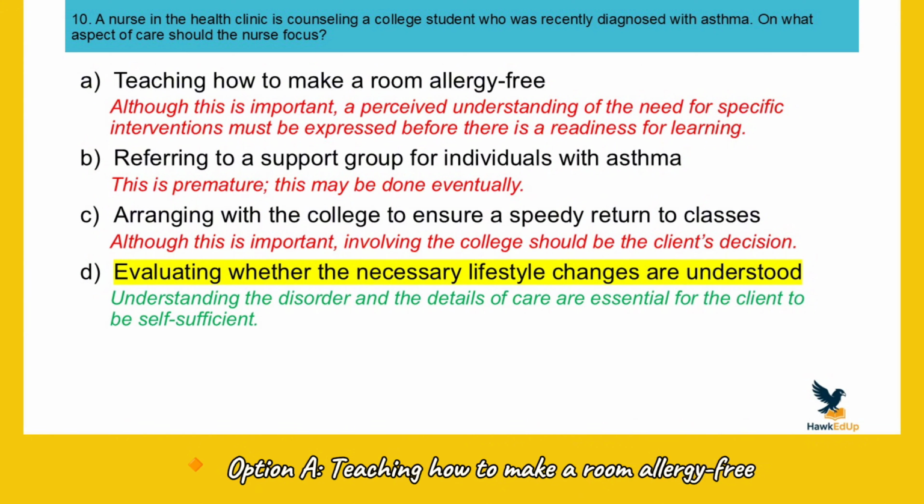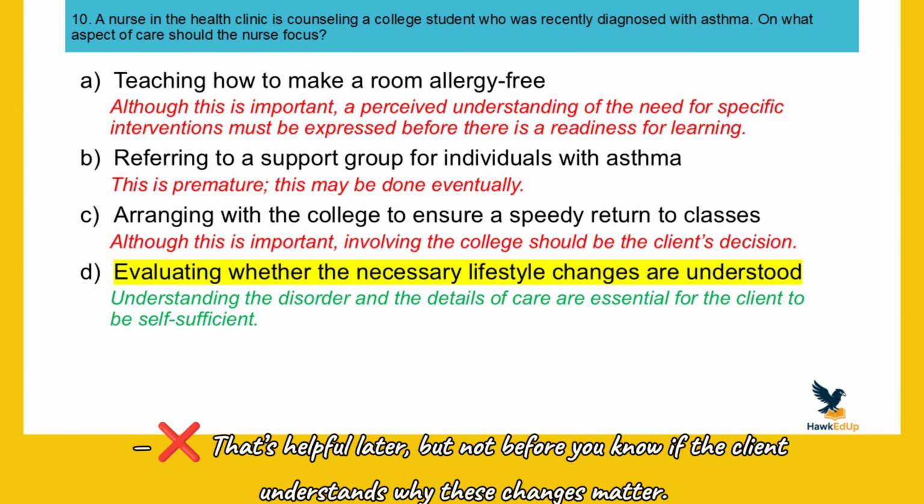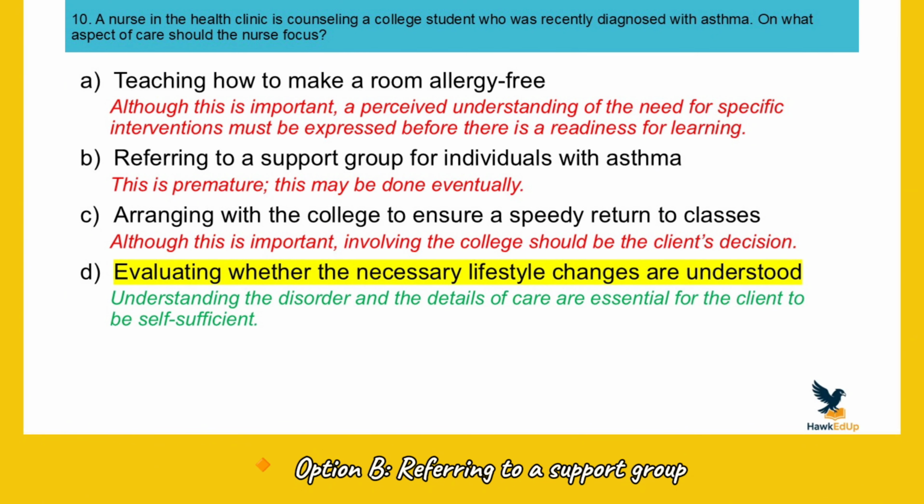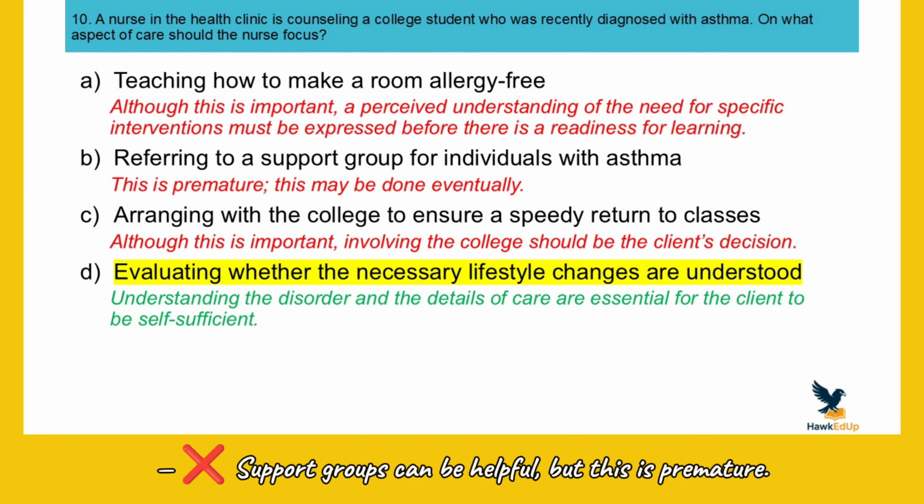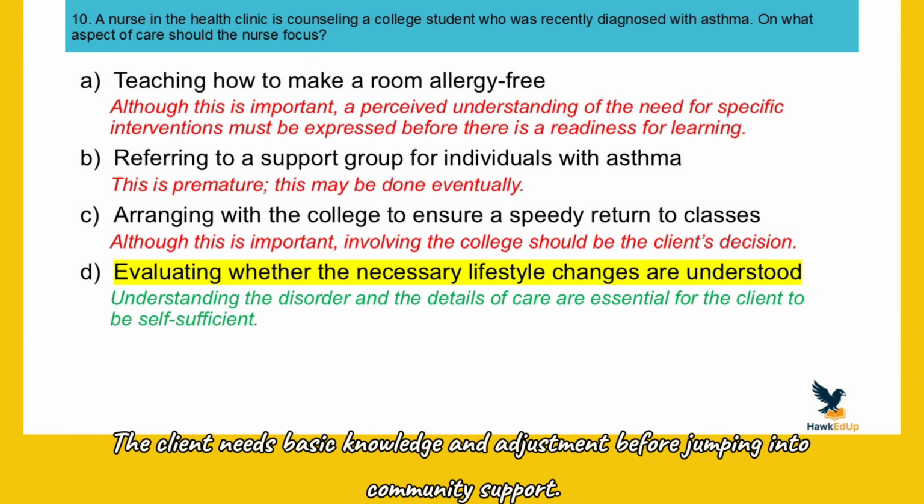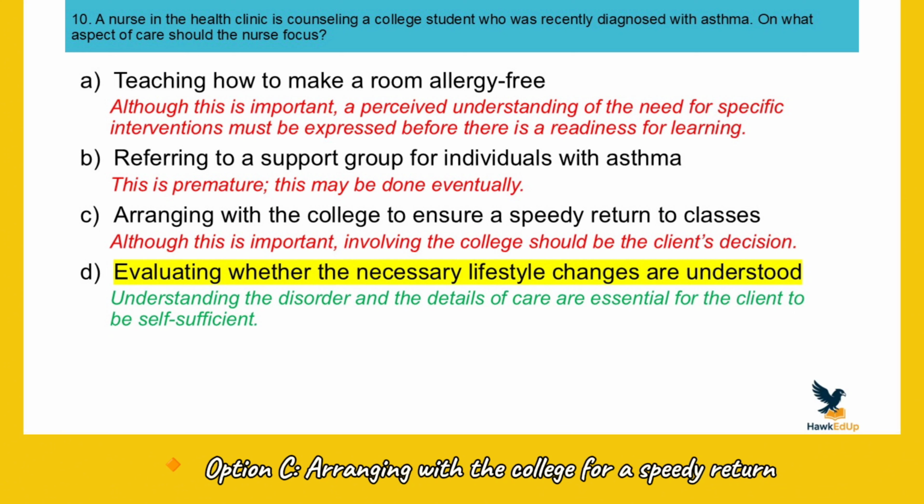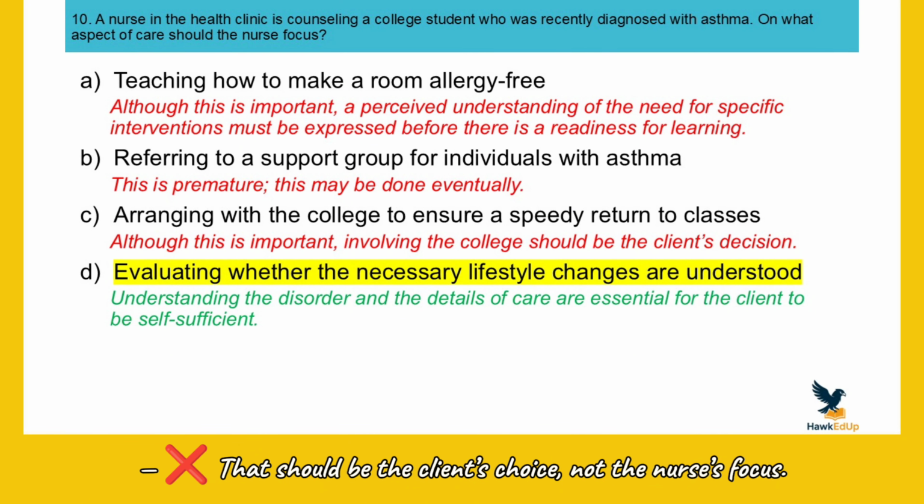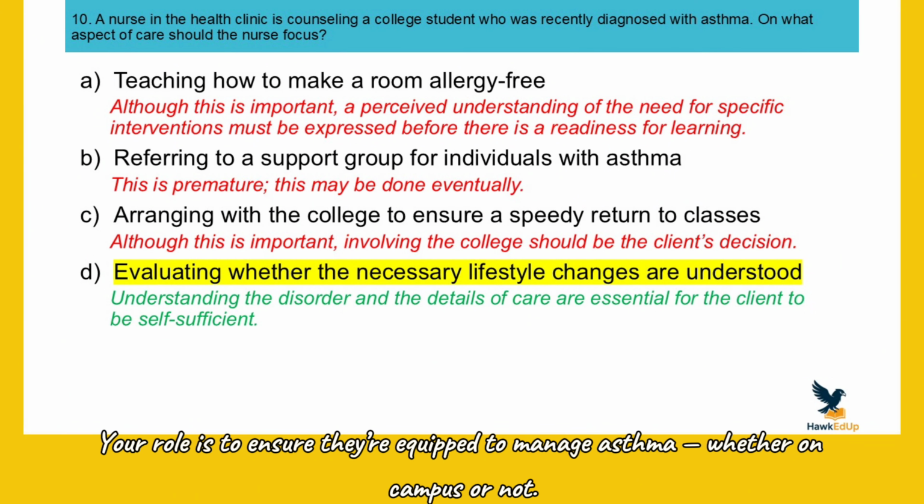Option A. Teaching how to make a room allergy-free. That's helpful later, but not before you know if the client understands why these changes matter. Option B. Referring to a support group. Support groups can be helpful, but this is premature. The client needs basic knowledge and adjustment before jumping into community support. Option C. Arranging with the college for a speedy return. That should be the client's choice, not the nurse's focus. Your role is to ensure they're equipped to manage asthma, whether on campus or not.